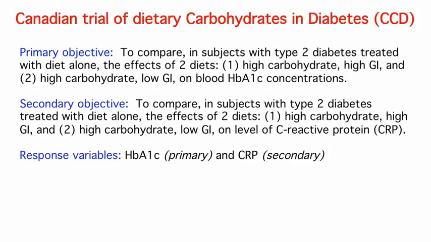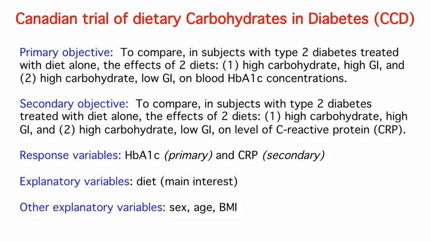So our response variables are our primary variable of interest, HbA1c, and also CRP of the secondary interest. Our main explanatory variable is diet, whether the subject ate a high GI or a low GI diet. And we have some other possible explanatory variables that we know about our subject, in particular sex, age, and BMI. In the next video, we'll talk about some design issues associated with planning this study.